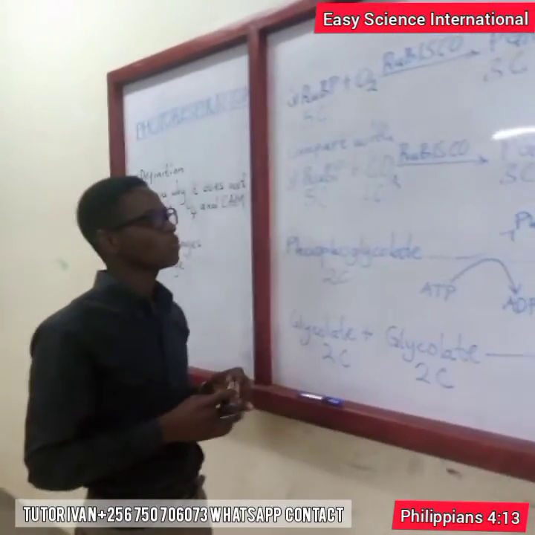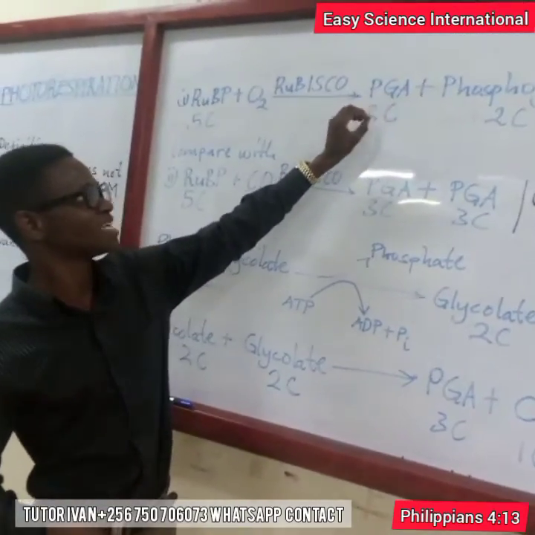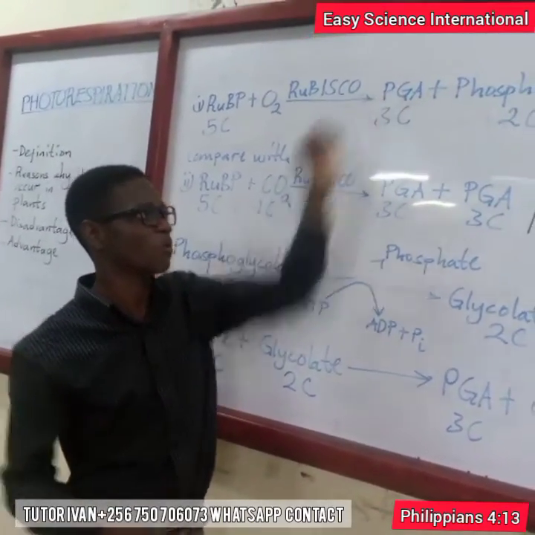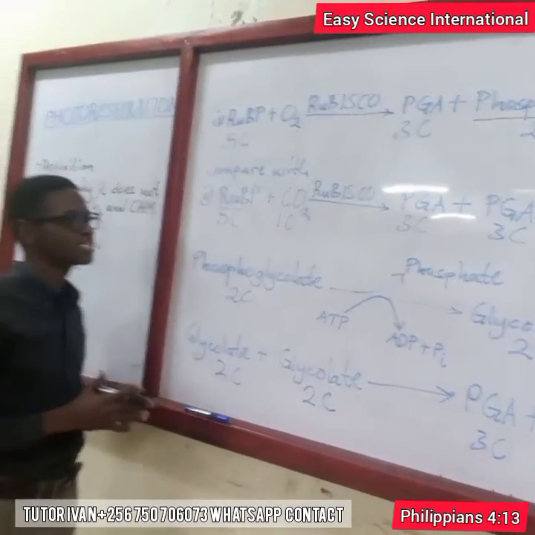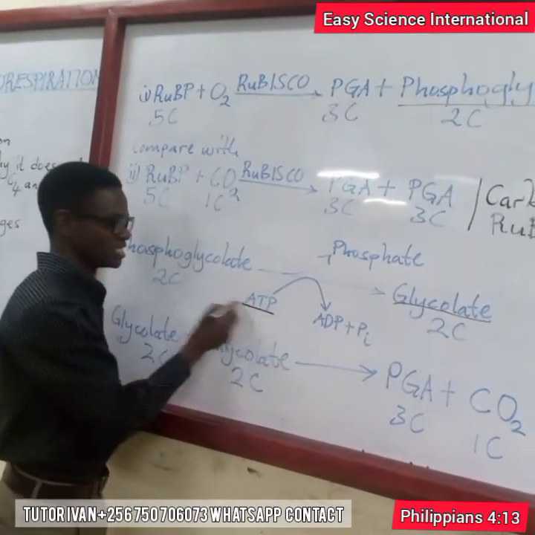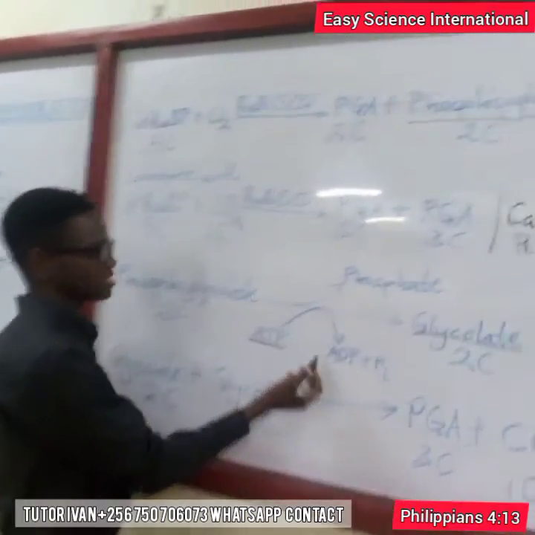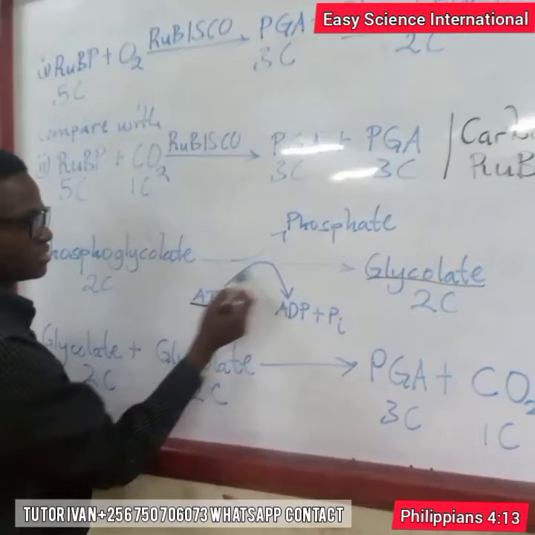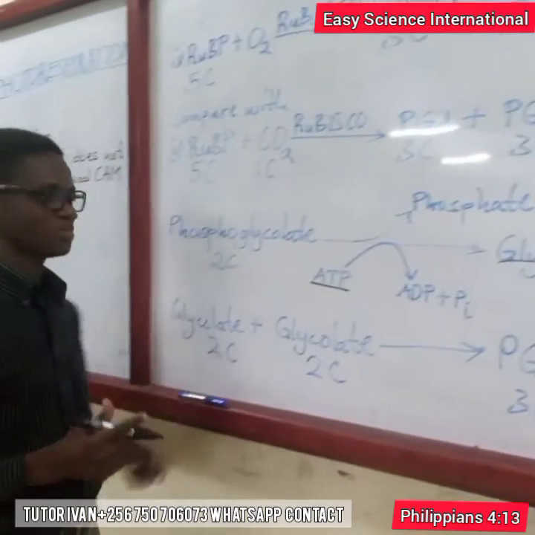Now, we see that the PGA which is formed enters the normal Calvin cycle in the process of photorespiration. However, our phosphoglycolate molecule is metabolized to release glycolate. And this process requires energy. Therefore, we remove a phosphate from phosphoglycolate and we form glycolate, where we use ATP energy. So this process utilizes energy that is formed in the light-dependent stage.